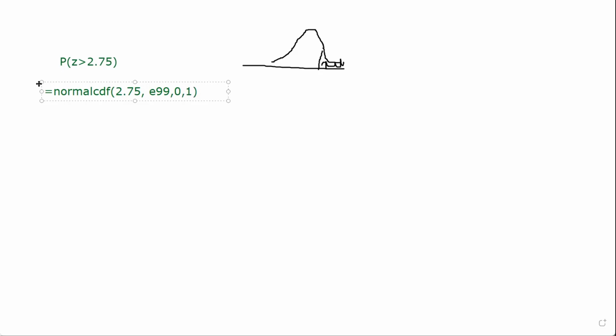And then if I had the probability of Z greater than or equal to, it makes a difference in terms of the wording of the problem, obviously, but not in terms of the calculation. This is 2.75, still the same. Anything else?